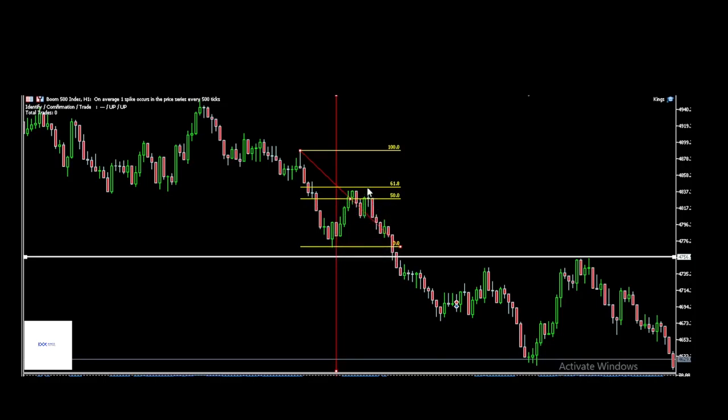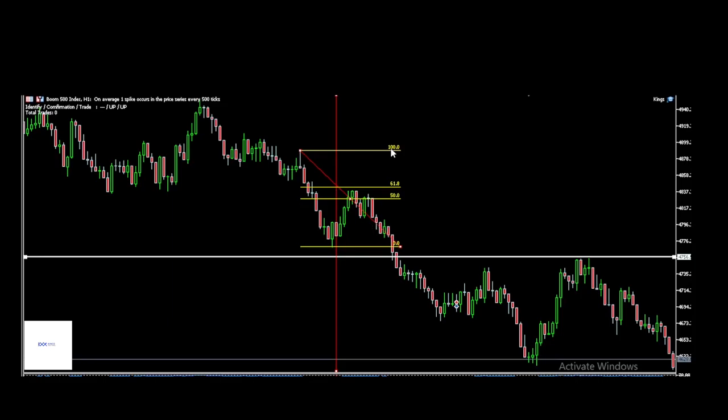You can see I have the pullback to this point. The pullback happened between the level 50 and 61, very close to 61. After that, the price pushed down and made another impulsive move to the downside. You can see a breakout from that 50 level and a retest before the massive drop to the downside. So you can see how we apply it in a downtrend.